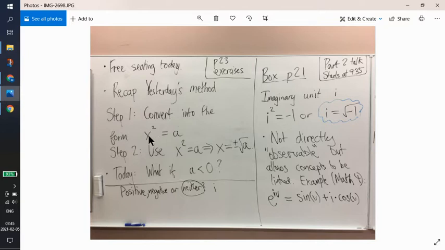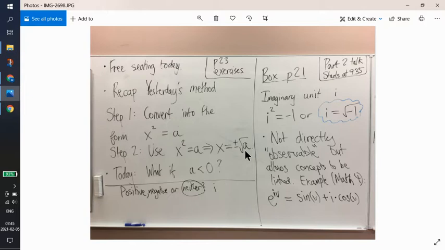So if we have an equation that we can convert into this form, x squared equals a, then we can use this step: if x squared equals a, then x is equal to plus or minus the square root of a. Now, we know from Math 1c that we cannot take the square root of a negative number, or at least that's what we said.